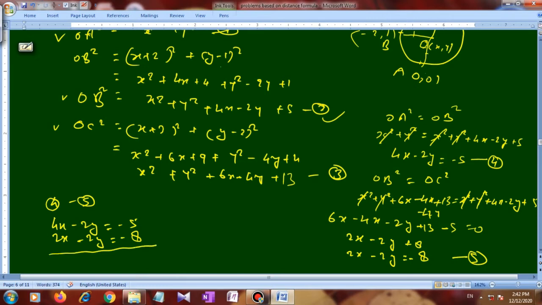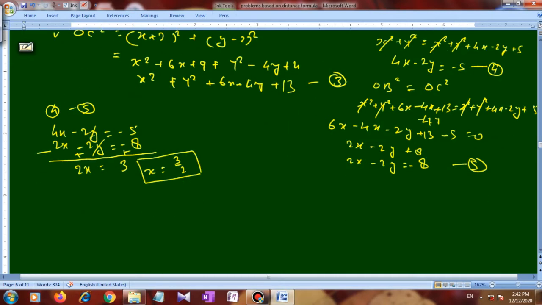So this will become positive, this will become positive. 2y cancels, here 2x equal to, how much? Plus 3. So the value of x will be 3 by 2. Clear? Now putting the value of x in equation 5 or 4.